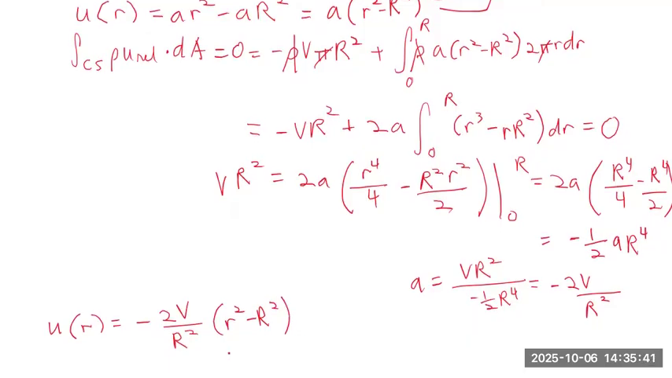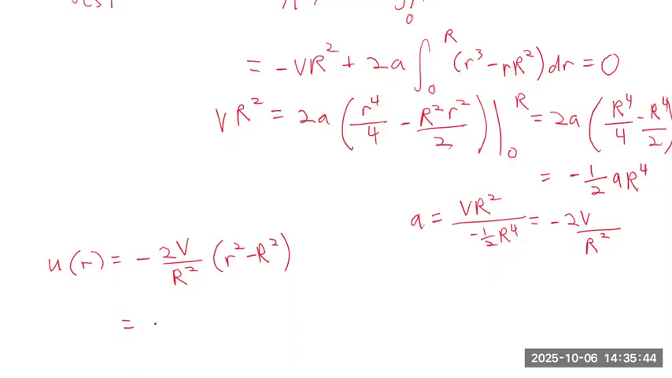Or simplifying it further, this is equal to 2V times (1 minus r squared over R squared). Wait, sorry, 1 minus (r over R) squared. So that is our equation.